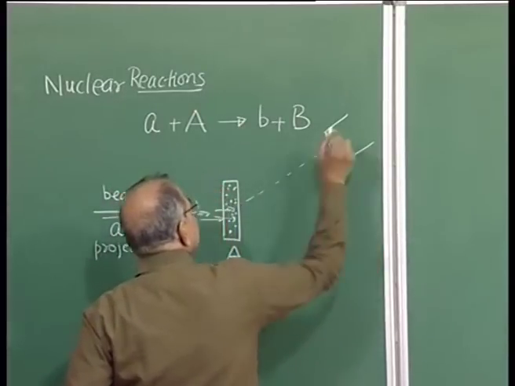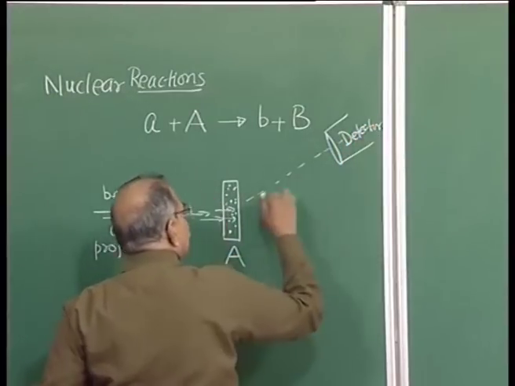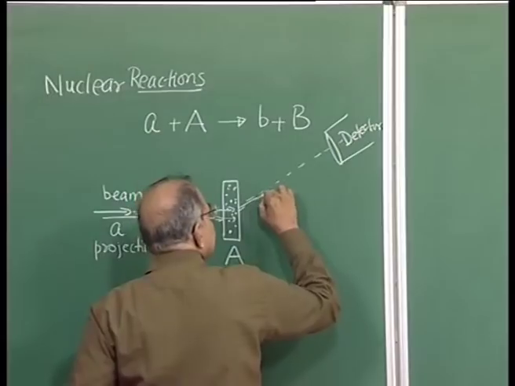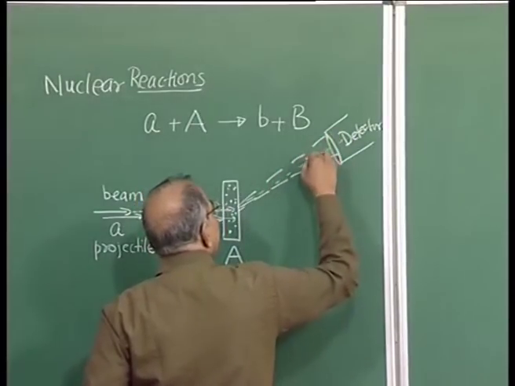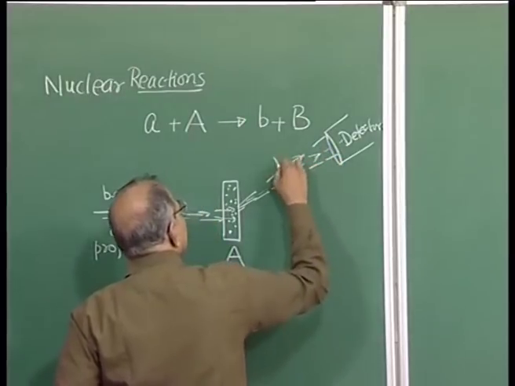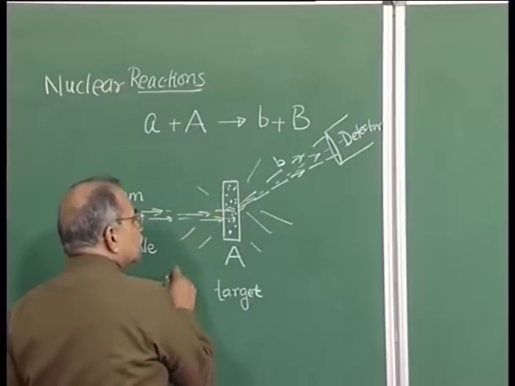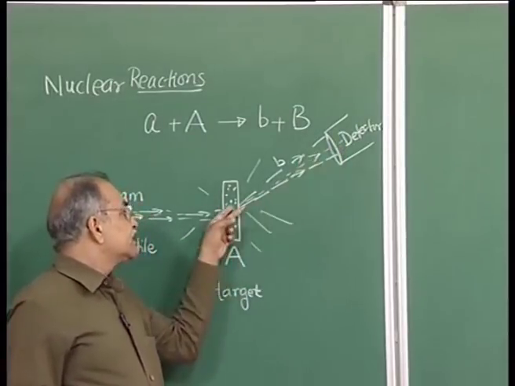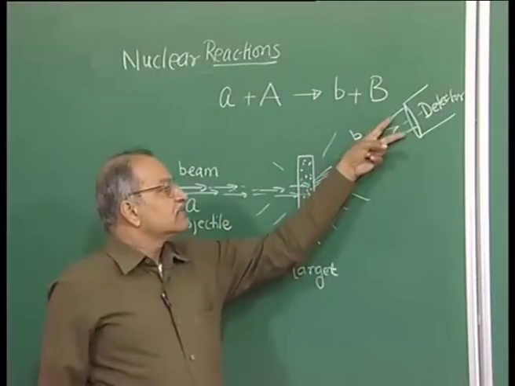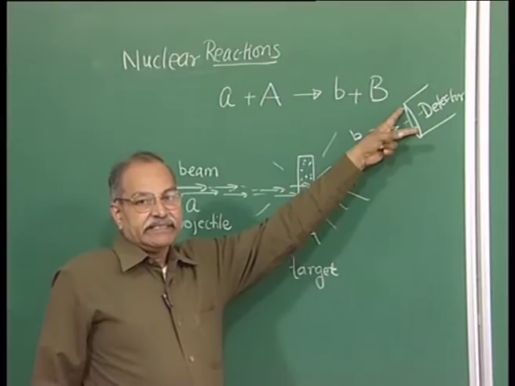So, if you put the detector here, then only the particles which are going in this direction, these B particles, will be detected. They are going in all directions, but depending on where you have placed the detector, you will be detecting only those particles which are able to enter this window of the detector.